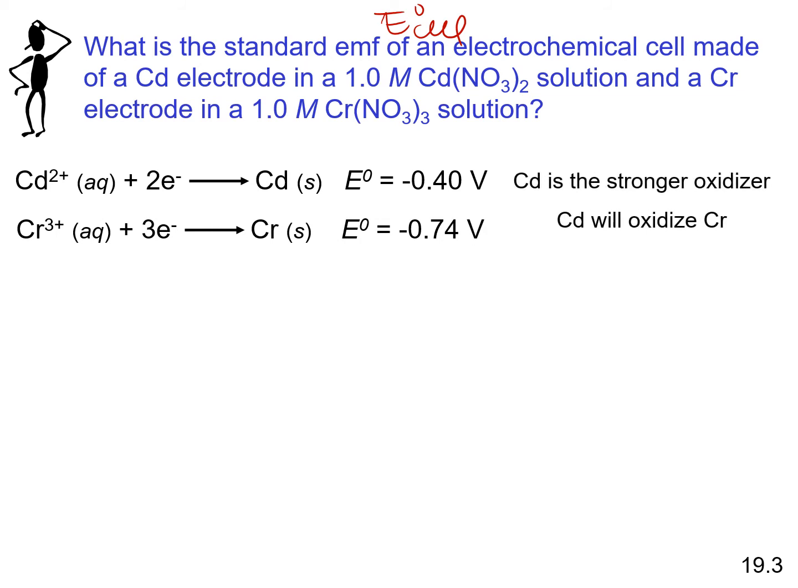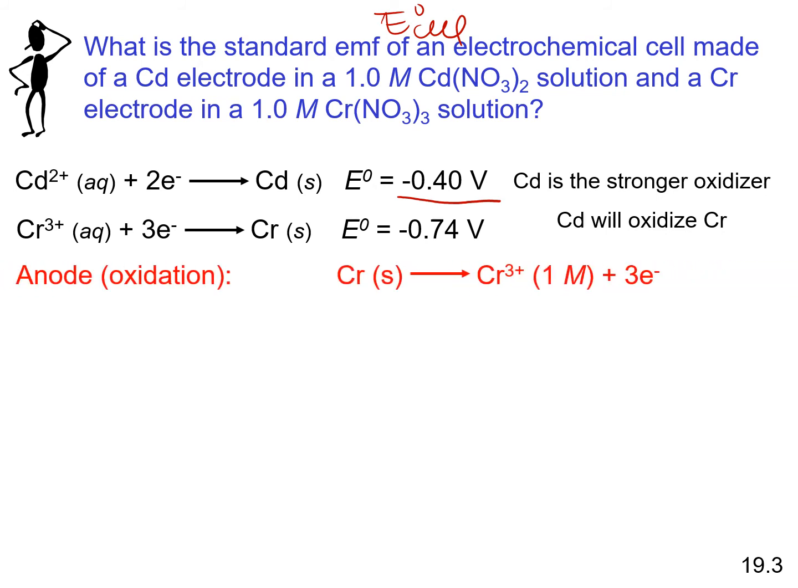Okay, so remember, the more positive will undergo reduction. So that's a better oxidizing agent. So the more positive here is, of course, the cadmium. It's negative 0.40 compared to negative 0.74. So cadmium will undergo reduction, and then the chromium will undergo oxidation.